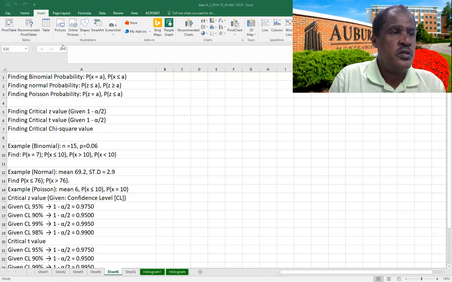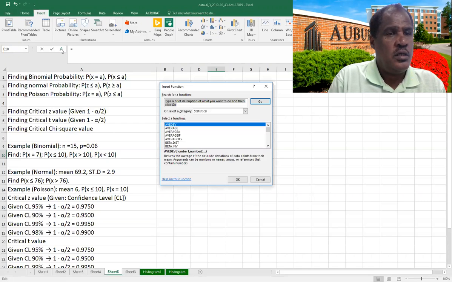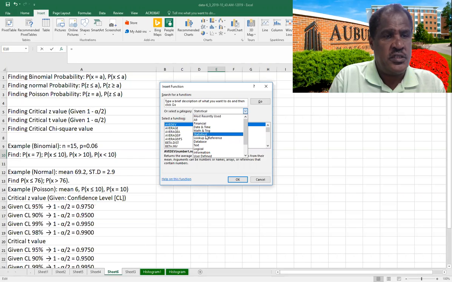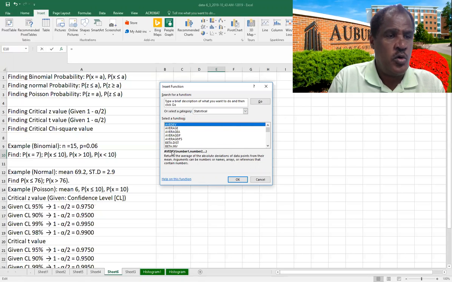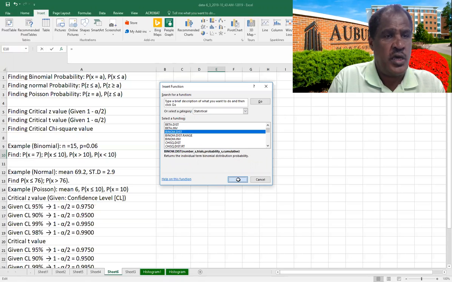You will use the function fx, you will see here this function fx. If you click over here, a dialog box shows up. It will say select category. I already selected statistical, but you have a lot of options. All the statistical functions are listed here in the drop-down menu. Scroll down until you get binomial distribution. Click on binomial distribution and click OK.